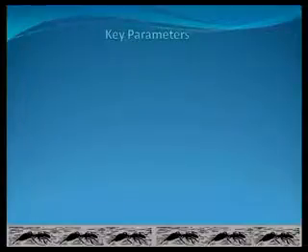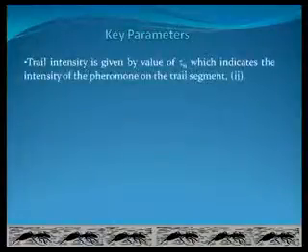Key parameters. Trail intensity is given by the value of τij, which indicates the intensity of the pheromone on the trail segment ij.